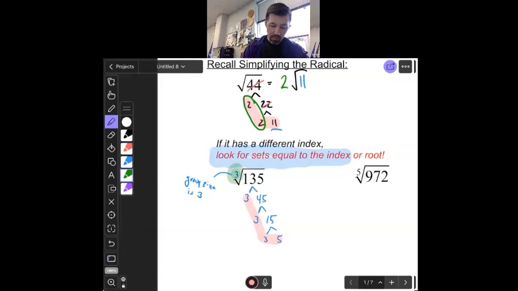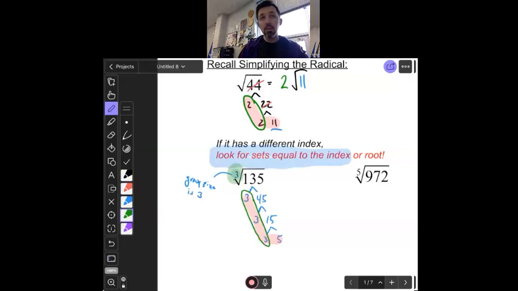We want to look for groups of 3. So we happen to have 3 3s. Okay, so it's just a coincidence. Okay, so we have 3 3s, and then we have a lonely 5. So the group gets to come outside as one of those, because 3 times 3 times 3 is 27. The cube root of 27 is 3. Okay. 5 stays under. Okay, but under what? Make sure you put cube root.